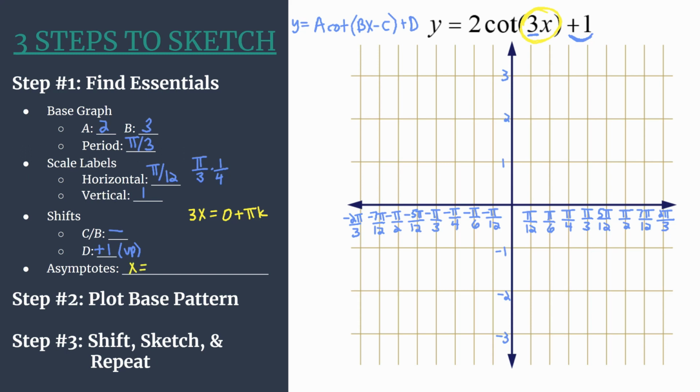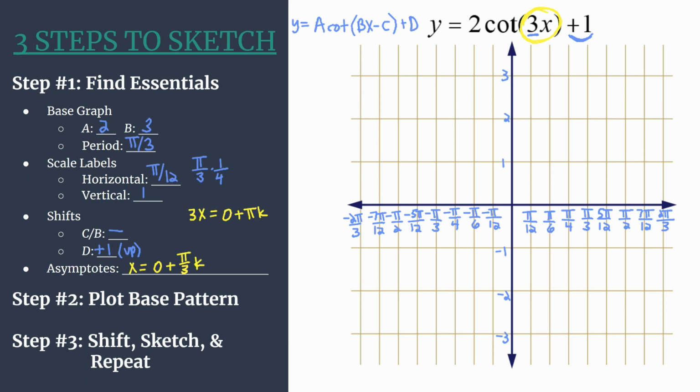Our asymptotes will happen at x equals 0 divided by 3, of course, is 0. And pi divided by 3, of course, is pi over 3. And then we have that k there. So substitute in a few values for k, you'll see where some of your asymptotes should be happening. If k is 0, of course, we have that one on the y-axis. Note, we didn't have that horizontal shift. There was no phase shift, c over b. And so I think that makes sense that the asymptote would not have moved. We didn't have any horizontal shift.